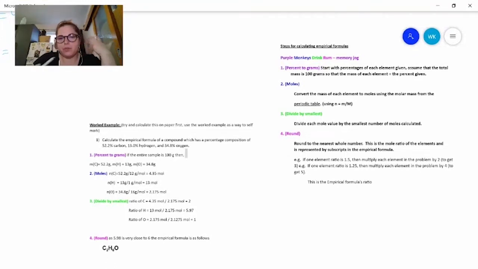So let's go through this worked example. I really liked this mnemonic, Purple Monkeys Drink Rum. I tend not to like mnemonics, but it's kind of interesting, so it's fine.